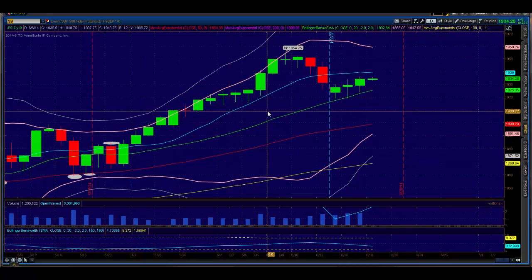So trade around it. No big positions ahead of the Fed. See how the reaction goes. And if it's higher, fine. If it's lower, fine. Jump on the winning team and ride them to victory.